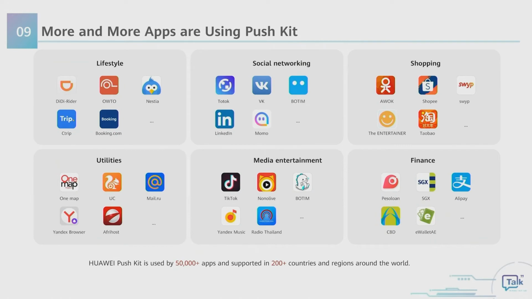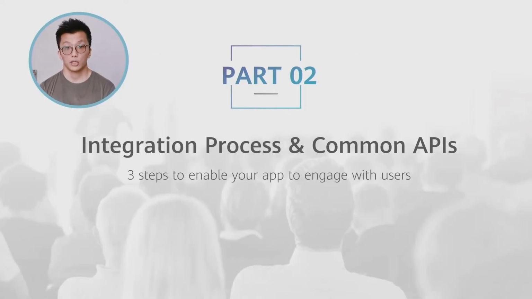Other than AliExpress, more and more famous, popular, and essential apps have integrated HMS Push Kit. Push Kit is now used by more than 50,000 apps in over 200 countries and regions around the world, which include pioneers in different industries like lifestyle, social networking, shopping, utilities, media, entertainment, finance, games, and so forth. Even on this list, I'm sure all of you have at least heard of or even used one or a handful of them. The large customer base also helps us to analyze and collect feedback and consistently upgrade and improve our services. Now, let's talk a bit about integration and usage, shall we?